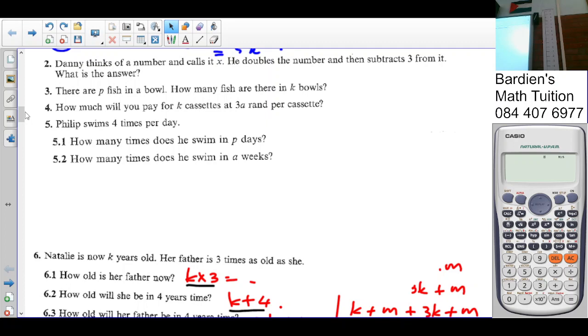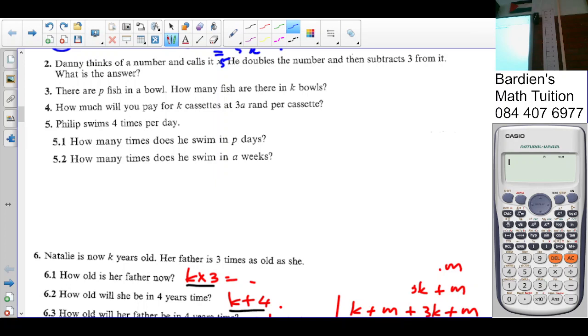It says, Danny thinks of a number and calls it X. You see, if you don't know what to do, you substitute it with a number. Let's make sense of what's happening, because our variables are new to us. So we say, okay, let X be a number that is not in the sum. Let's make this a 5. So the sum now reads, Danny thinks of a number and calls it 5. So the number he's thinking of is 5.